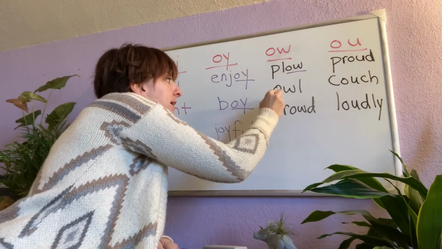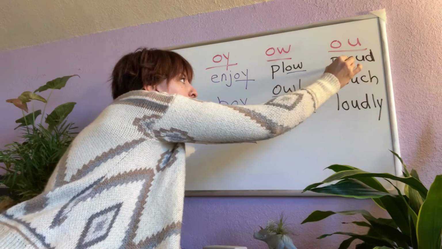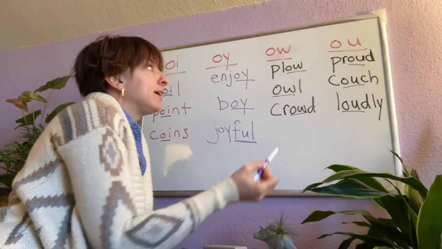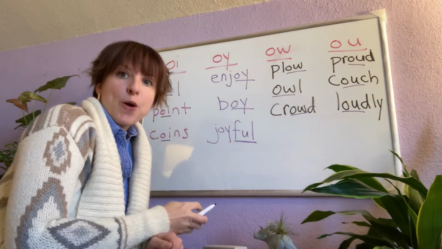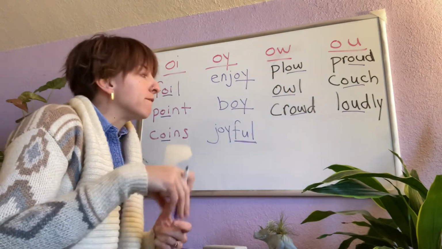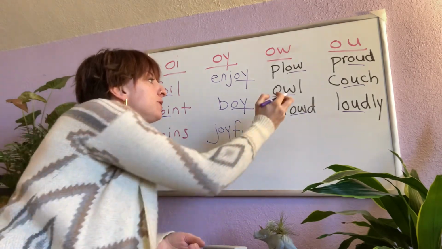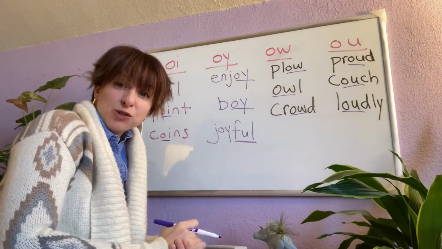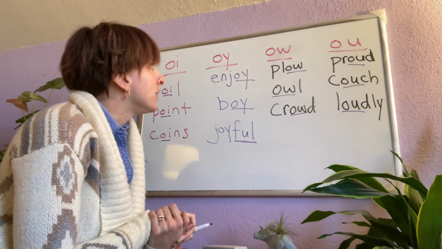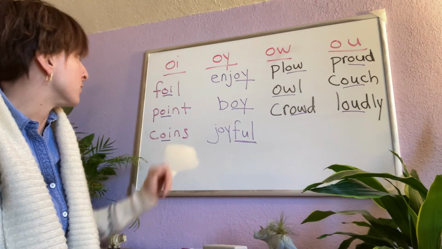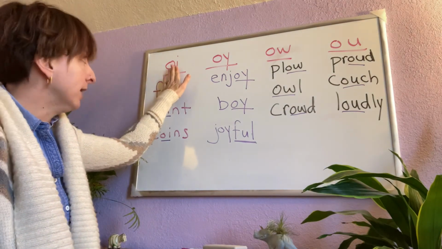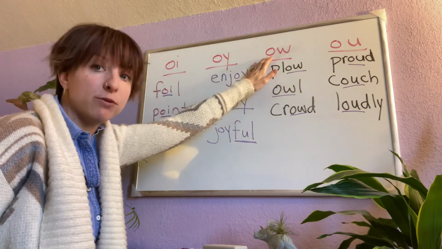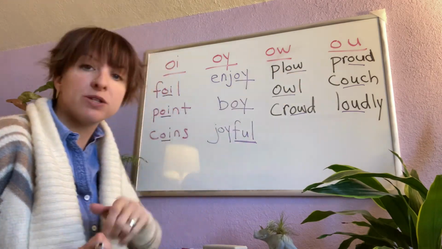Now, typically, O-U is in the middle of a word. Typically, O-W is at the end of the word. But English is an amazing language with a lot of exceptions. And you'll see that these diphthongs, ow, are followed by a consonant. You also will see that. So we have four diphthongs that we're looking at this week. O-I saying oi, O-Y that says oi, O-W that says ow, and O-U that says ow.